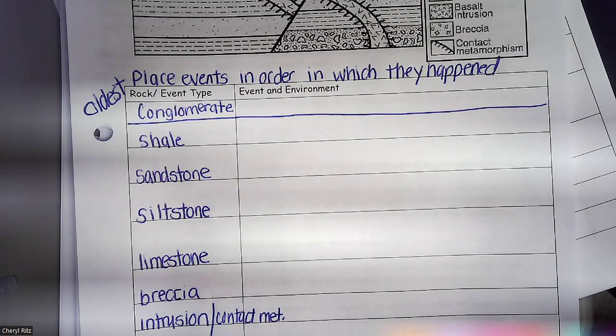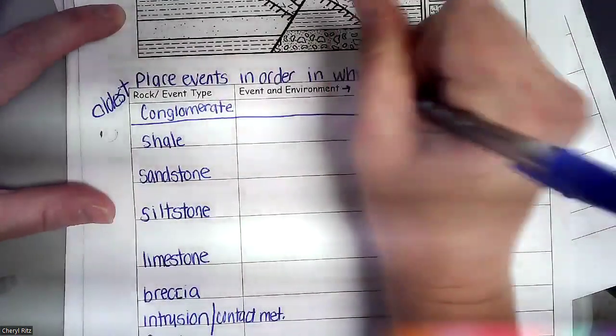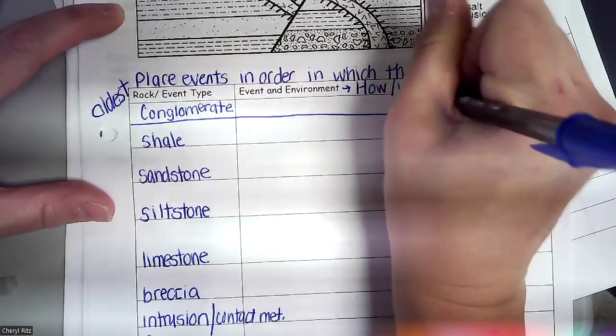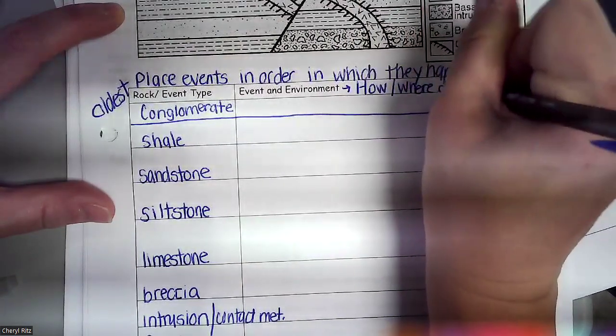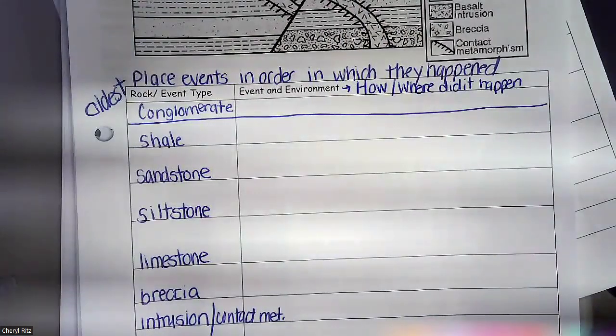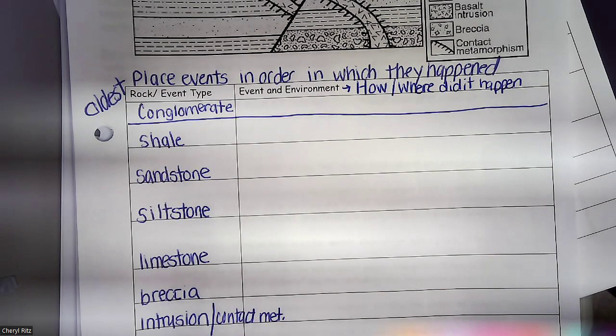So when it says event or environment, this is really just saying how did it form and where did it form? Or where did it happen? So it's asking you how conglomerate formed and where conglomerate formed. So we're going to be pulling back knowledge from chapter 3 and chapter 4 for this. So let's start with conglomerate.